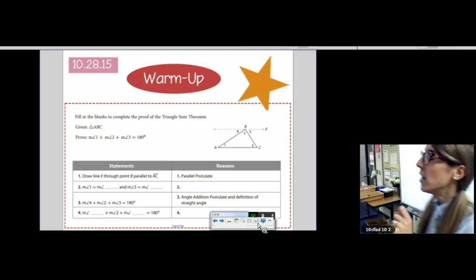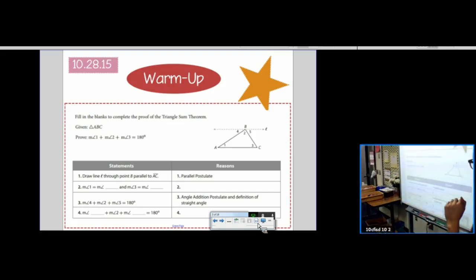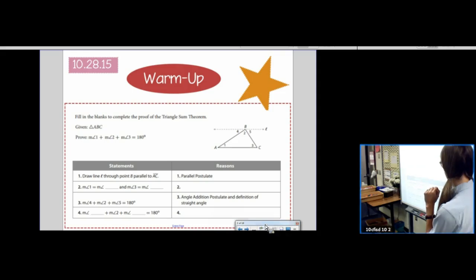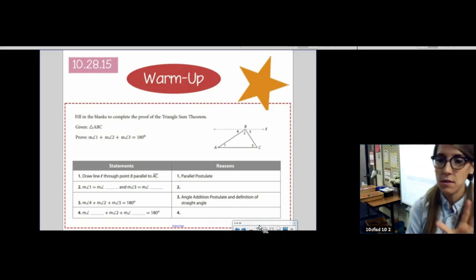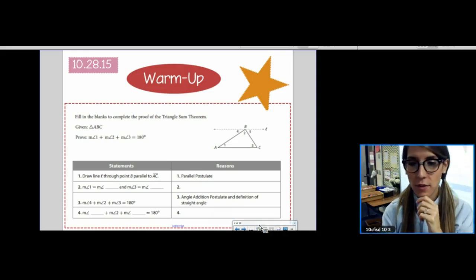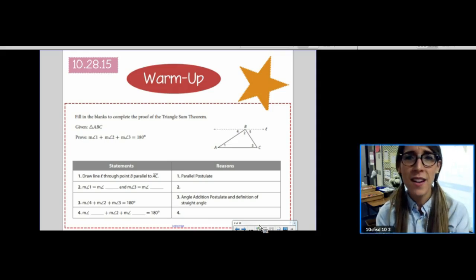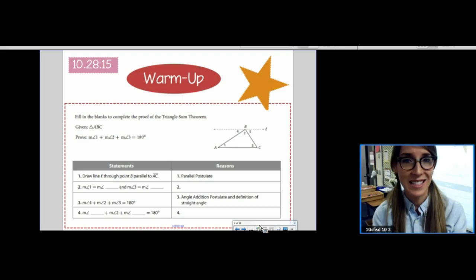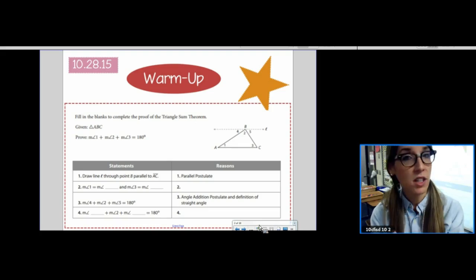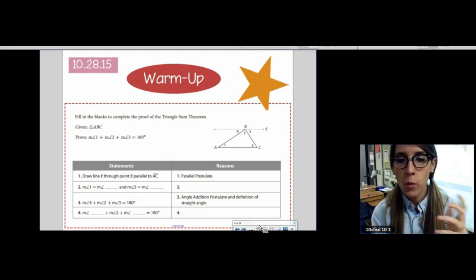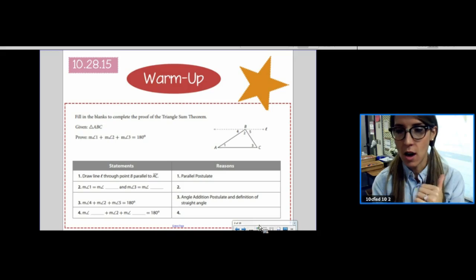Get started. So in this warm-up, I just took a snapshot of a proof from your textbook. Notice I didn't type this up myself. It's straight from the textbook. But I thought it was a good proof because it's proving something that we use every day in this class, in this unit. It's proving the Triangle Sum Theorem. Now, parts of this proof we haven't learned, so that's why those parts are filled in. Don't worry about that. But we just want to fill in the parts that are empty.